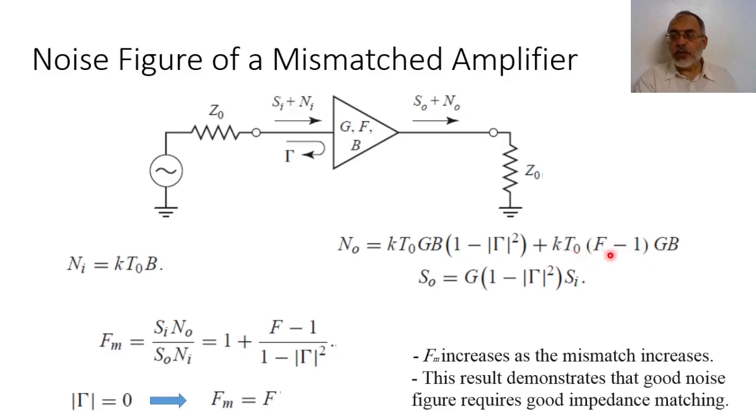This is the relation between the effective temperature and the noise figure. So this bar, T naught multiplied by F minus 1, is actually the effective noise temperature of the amplifier. So k multiplied by T effective multiplied by B multiplied by the gain would be the additive noise in this case. So the total output noise would be the amplified noise from the input plus the additive noise from the internal noise inside the amplifier itself.